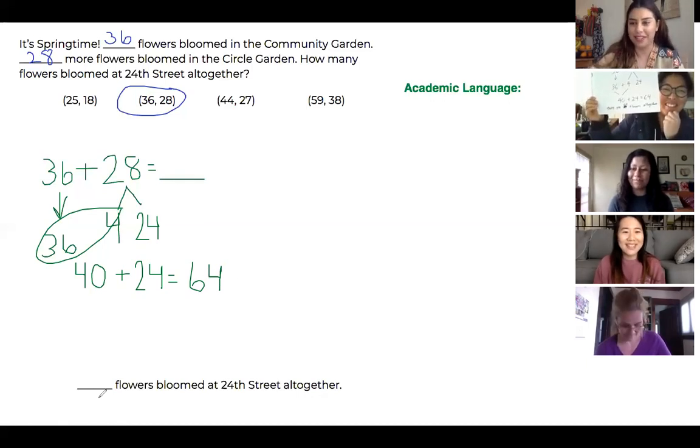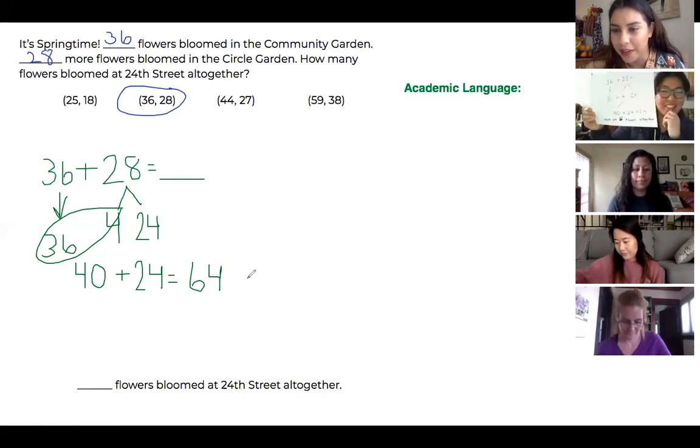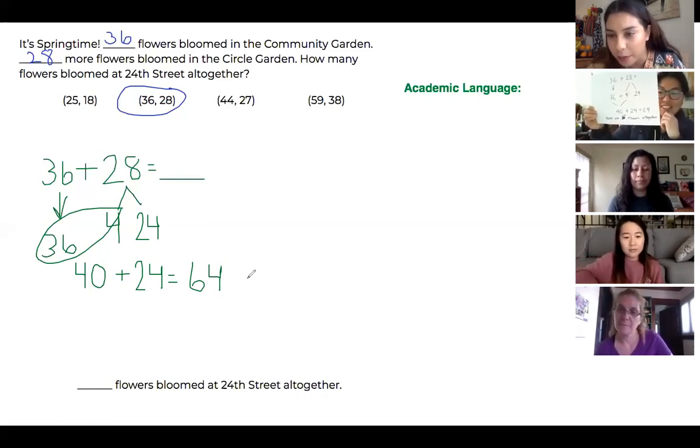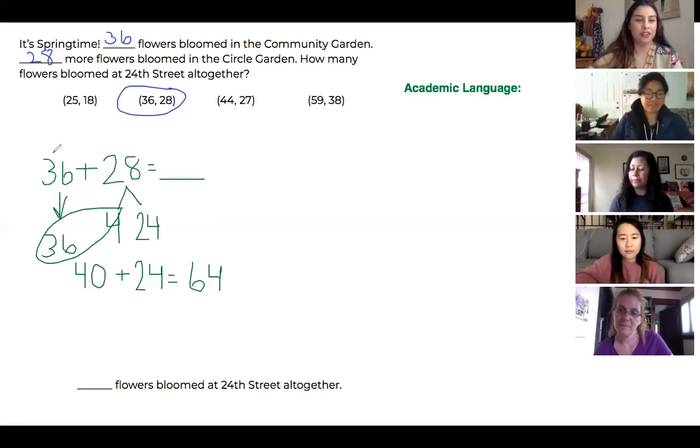Oh, so you used the number sentence: 40 plus 24 equals 64. And then you also added a sentence on the bottom. Can you read that sentence to us? I said there are 64 flowers altogether. Beautiful. All right, so this is Miss Kim's strategy.